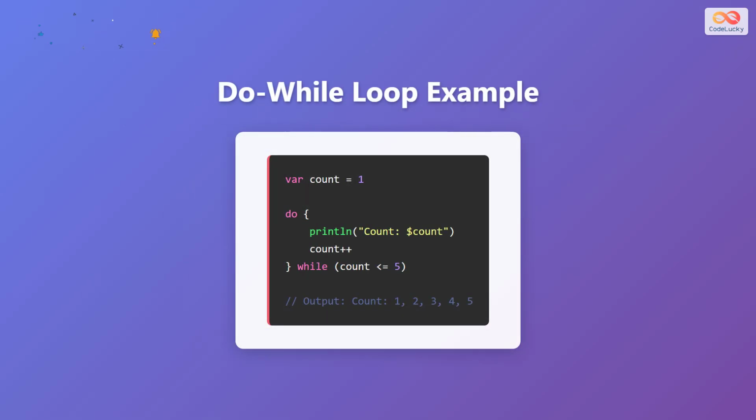Here's a do-while loop example that produces the same output as our earlier while loop. We declare count and set it to 1. The do block executes first, printing the count value and incrementing it. Only after this first execution does the loop check if count is less than or equal to 5. The loop continues as long as the condition is true, printing count:1 through count:5, just like the while loop.